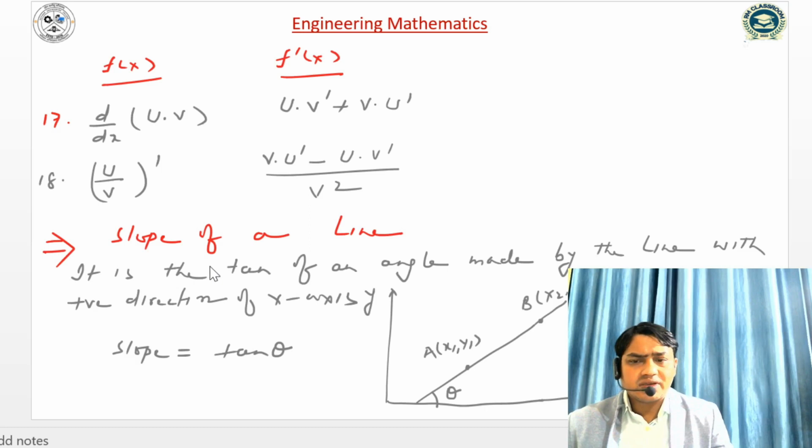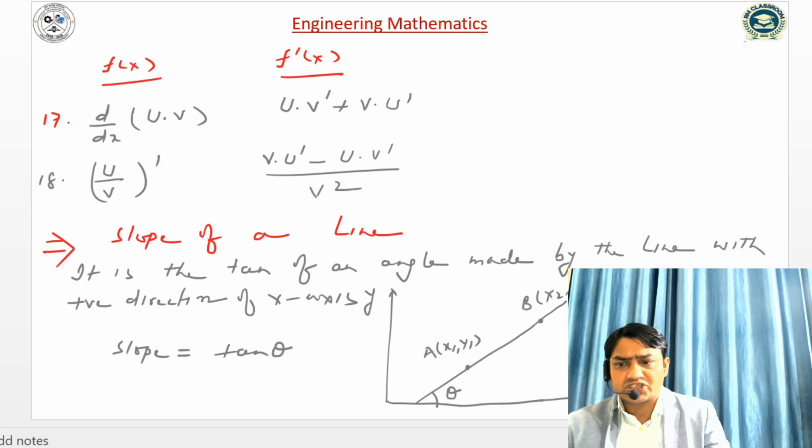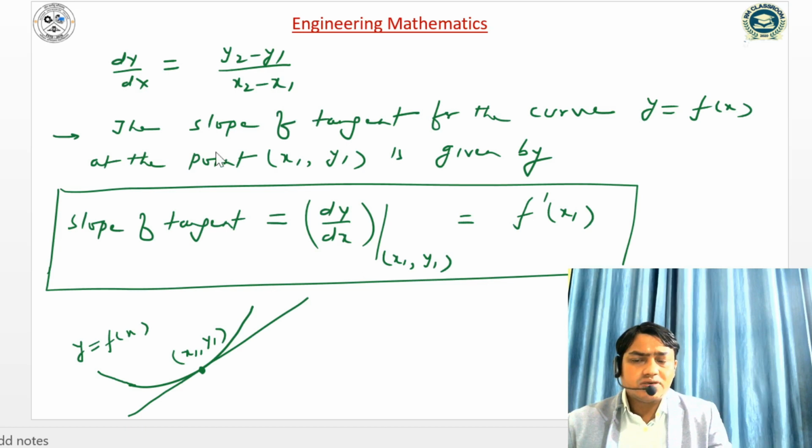So any line that is given, the tan of the angle made by the line with the positive direction of x is called the slope of that line. Let us assume this is our line and two points have been taken, that is point A and point B, and the coordinates of these two points are x1 y1 and x2 y2. So we can compute the slope, that is tan theta is equal to y2 minus y1 divided by x2 minus x1. Or if any function is given, then dy by dx at that point will give the slope of that function. So dy by dx is equal to y2 minus y1 divided by x2 minus x1, or the slope of the tangent for the curve y is equal to f x at the point x1 y1 is given by dy by dx at that point x1 y1, or f dash x1.